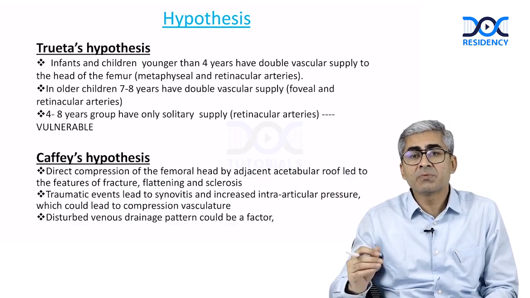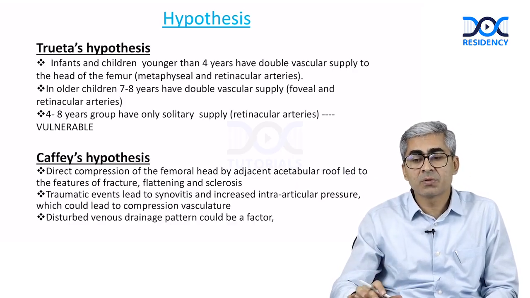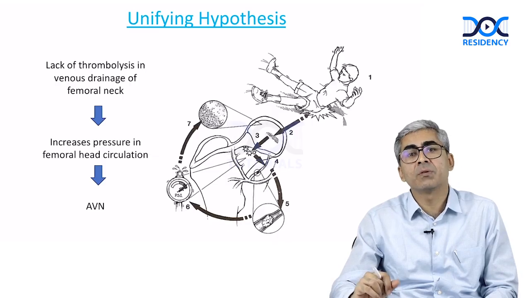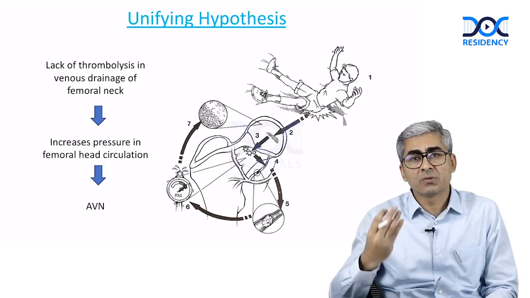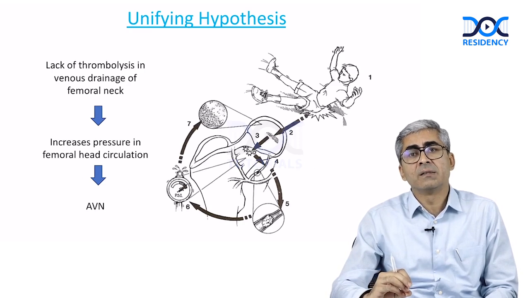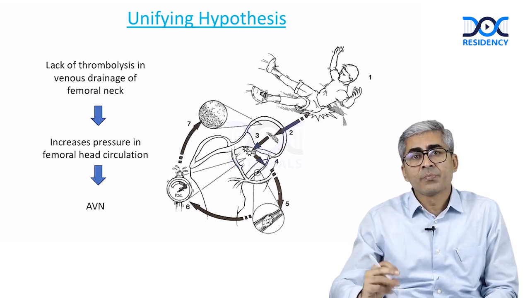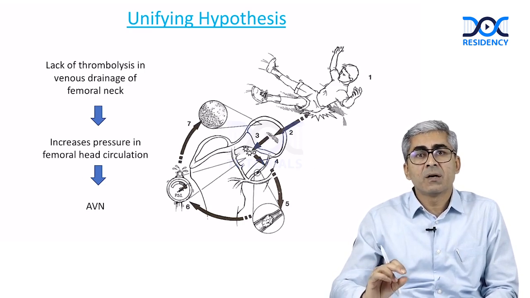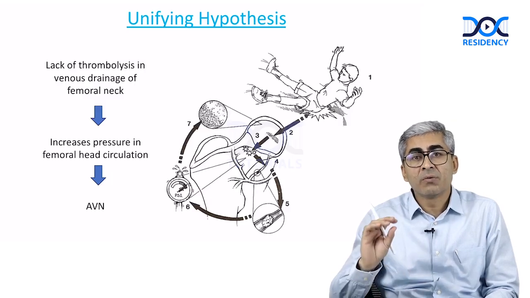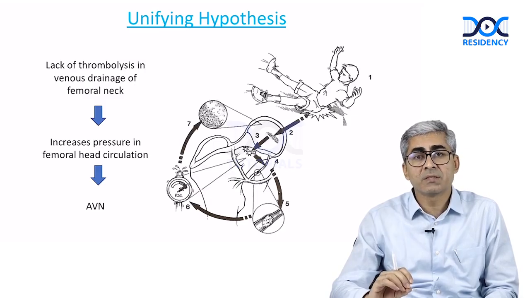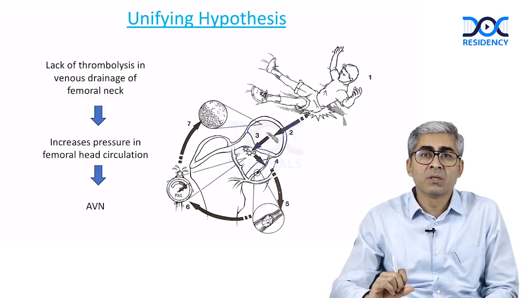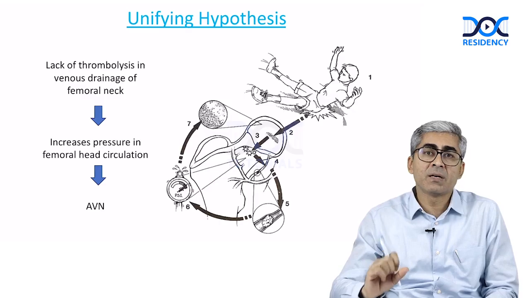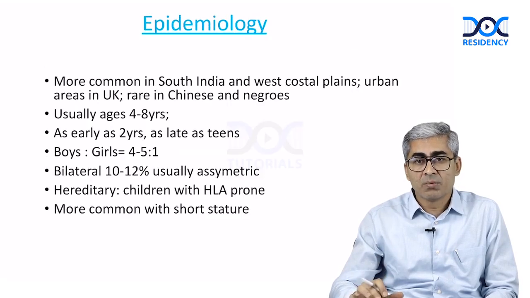So there is nothing which we can prove, but these are just hypotheses. But that's why I like this unifying hypothesis. That is, there is a thrombophilia happening, and there is also congestion and synovial thickening and synovial inflammation, which leads to these changes. And there is micro trauma, of course, which all the factors combined can lead to the problem.